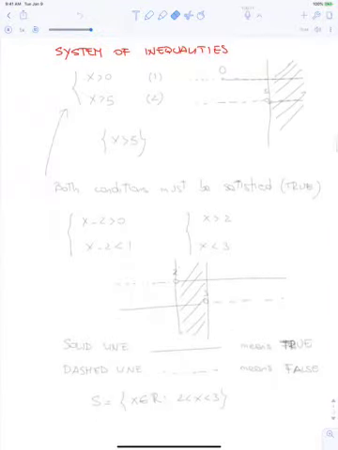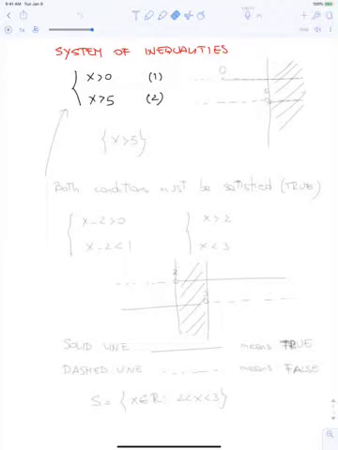Well, let's start working with simple examples. We have x greater than 0 and x greater than 5. This is pretty straightforward. I'm just going to put number 1 and number 2 so that I don't have to rewrite the inequalities every time. This is the first inequality. This is the second inequality.